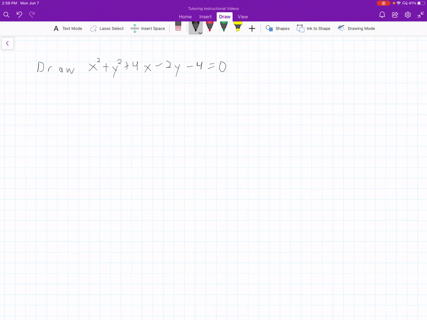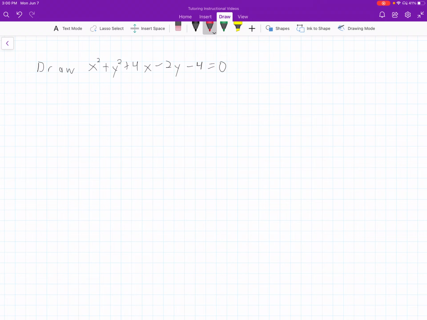Hi, so this is video 2 on equations of a circle. In the last video, I talked about going from drawings of circles to their equations. Now I'm starting with a general equation, here an example, and we need to get the drawing of the circle from it. Alright, so what do we do?